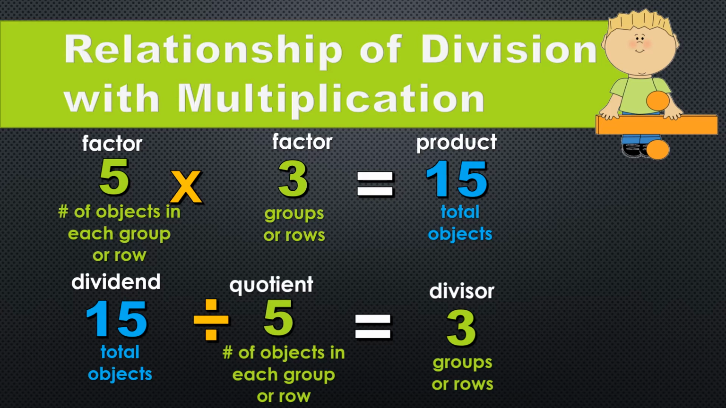So again, remember, we're starting with our total groups or our total objects. We're going to break it apart into groups to find how many are in each group, or we're going to do just the opposite. We know how many are in each group and we're going to find how many groups we have. It just depends on how the problem is written. So let's take a look at a problem.